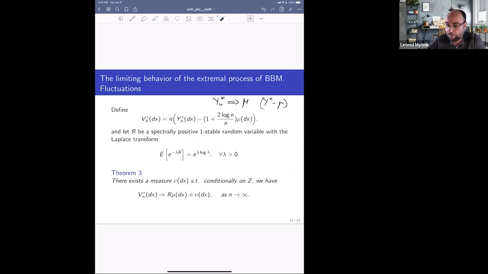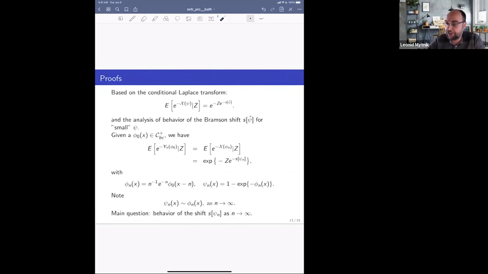Okay, and just a few words about the proof. The proof is based on studying the conditional Laplace transform. We know the conditional Laplace transform, and it's based on studying this Brownian sheet, how it behaves. Essentially, I'll just talk about the first theorem, the convergence of Yn. So what do we want to show? We want to show that Yn converges to mu. This is our goal.